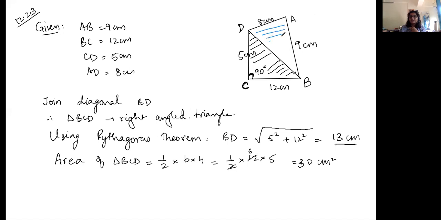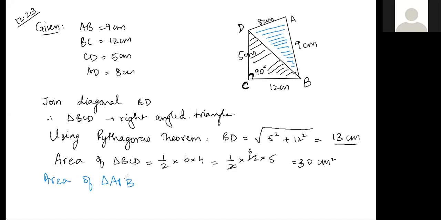For the blue part of the triangle, how will you find the area of this other triangle? Triangle ADB. Half into ADB. Ma'am, Heron's formula. Somebody had started half into base into height. Like, which height do you know here? And we have to use Heron's formula.